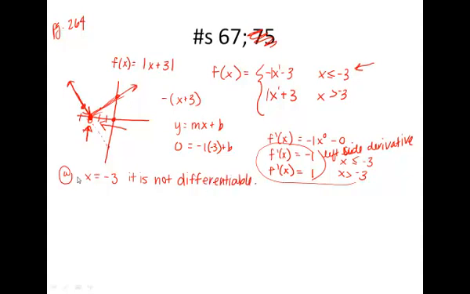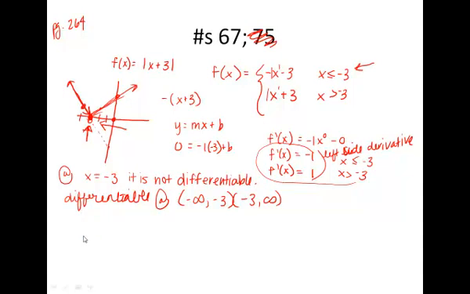Also, if I ask you for the intervals over which it is differentiable, you could say differentiable at, and then from -infinity to -3, and from -3 to infinity. So we've just included -3 as being differentiable for that particular function.